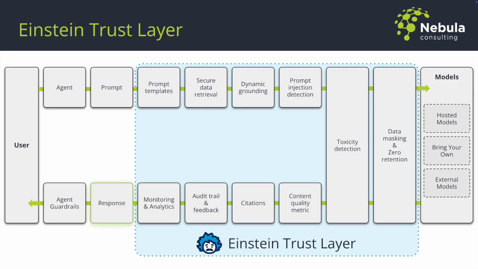Once the model has completed its task and generated a response, it will work its way back through the Einstein Trust layer again. We're going to skip these stages for now and head straight to the response that it believes that the user is wanting to see.